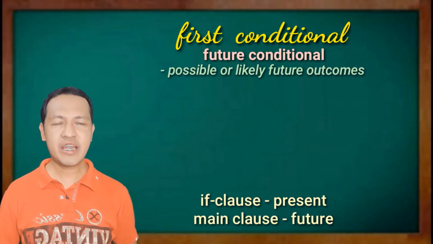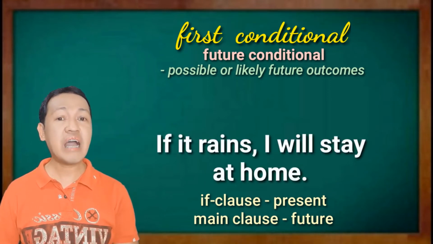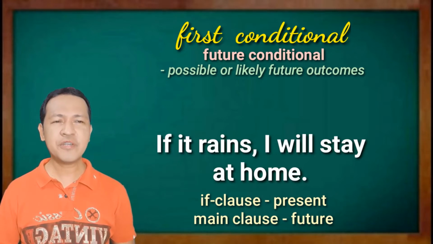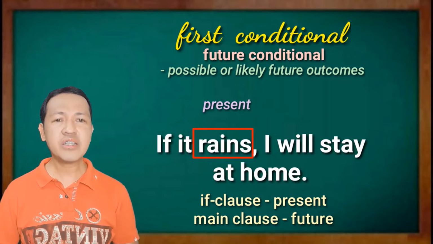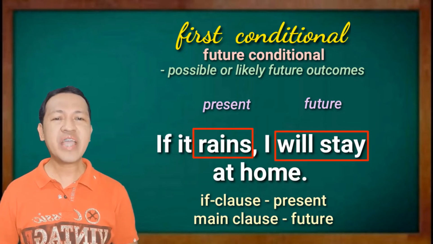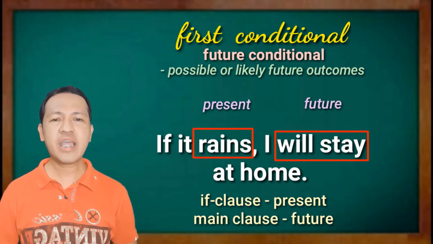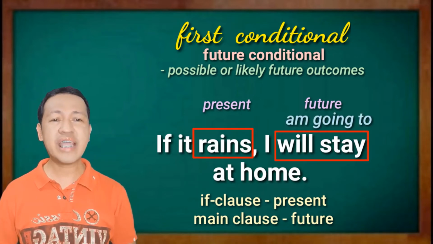Let's say it's morning and I'm at home. I plan to play tennis this afternoon, but there are clouds in the sky. I say, if it rains, I will stay at home. The normal pattern for this type of conditional is that the if clause uses a present tense verb and the main clause uses the modal will or be going to to indicate possible or likely future outcomes. If it rains, I will stay at home. We can also say, if it rains, I'm going to stay at home.